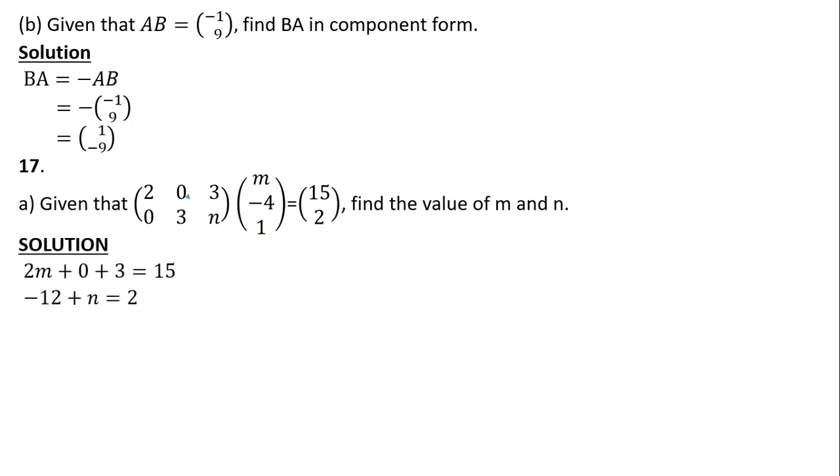If we multiply them, they will look like that. Then from there, we can always solve. Transpose this negative 12 to the right, it will become a positive. Our n is equal to 14. Then we can solve for m, where we say 2m plus 0 plus 3 is equal to 15. We'll transpose this 3 to the right, it will become a negative. So we have 2m is equal to 15 minus 3. Then we divide both sides by the coefficient. Our m is equal to 6.